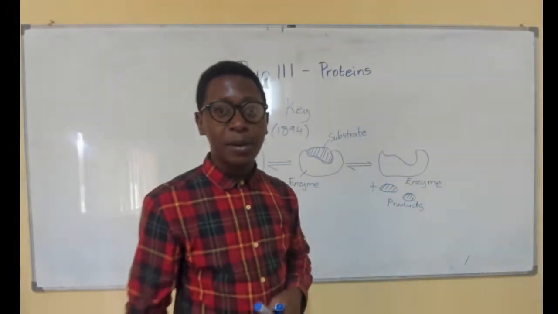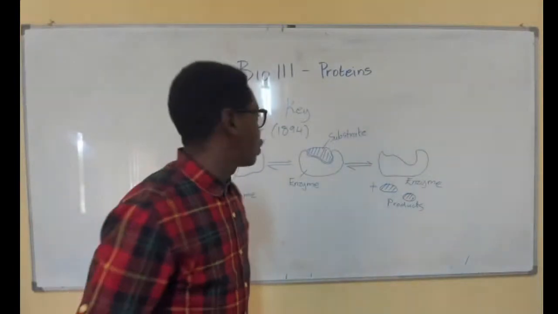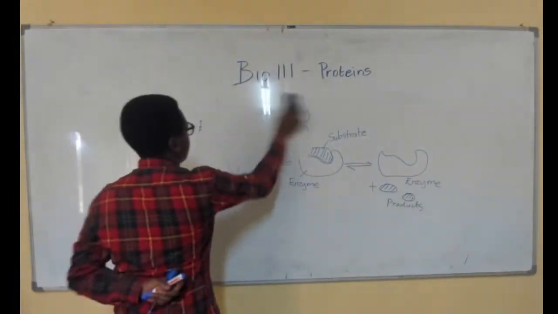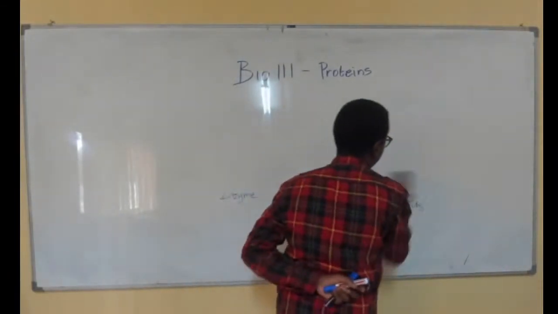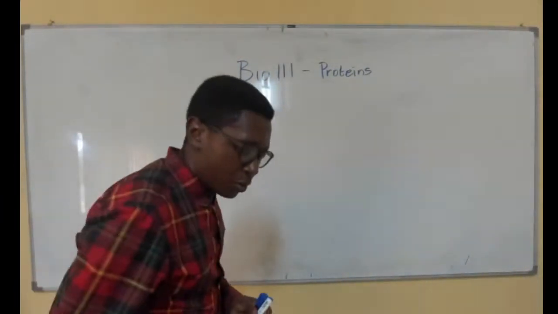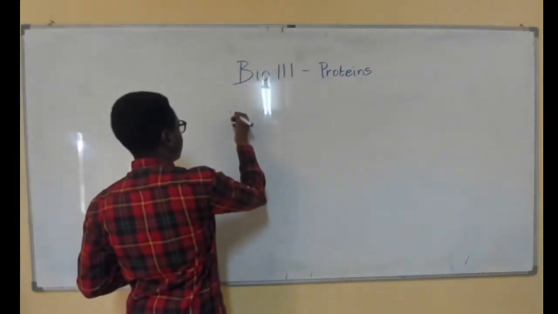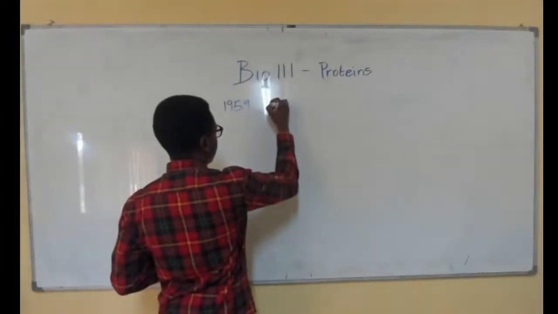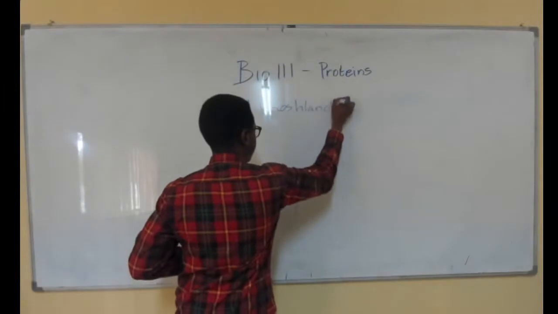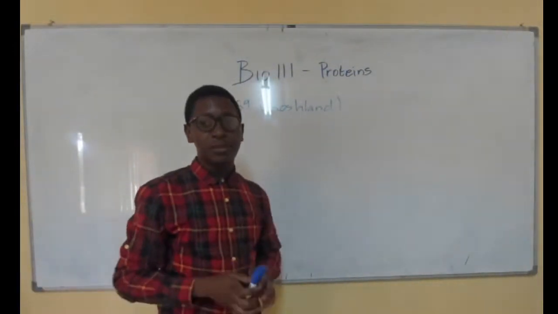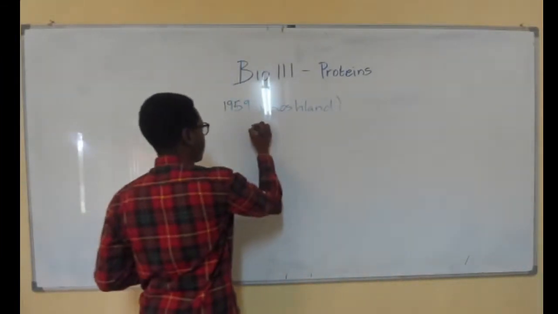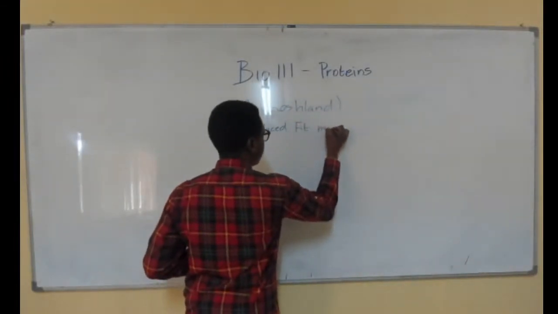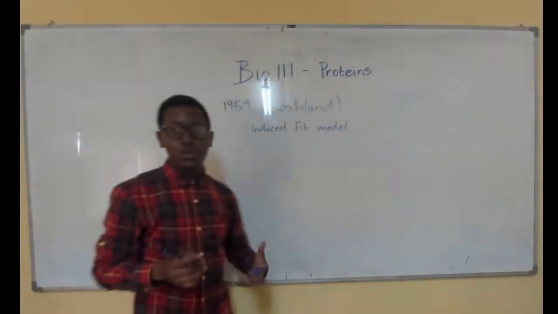Now, the other hypothesis is the induced fit hypothesis, which was proposed by Mr. Koshland in 1959. So that's the lock and key. Almost 60 years later, in 1959, Koshland, another brilliant scientist, proposed another mechanism which is known as the induced fit model.